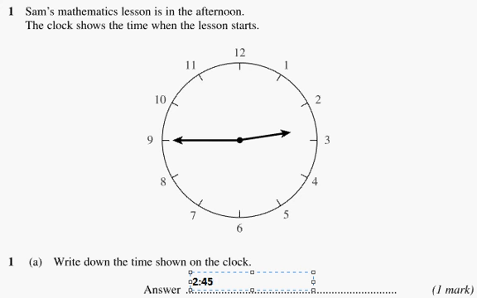So 2:45. Don't forget that you have to write if it's AM or PM. And if we look at the question, we can see that this is in the afternoon. So we know that it isn't 2:45 AM at night. We know that it's 2:45 PM. So we have written down the hours. It's after 2 but before 3. And so it's 2, and we've written down the minutes. 45 minutes have passed in this hour, so I've written down 45.